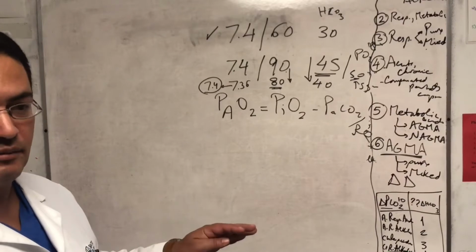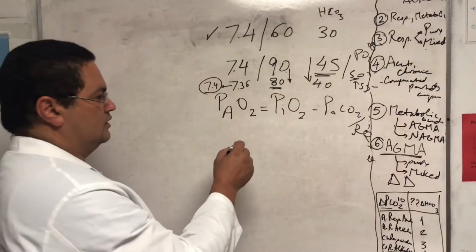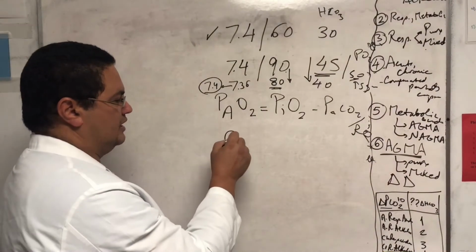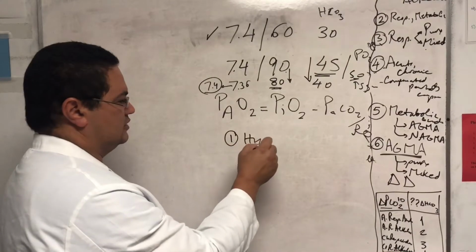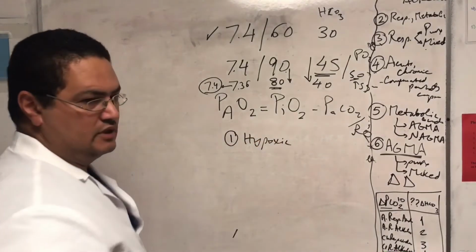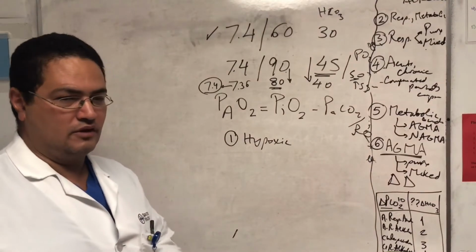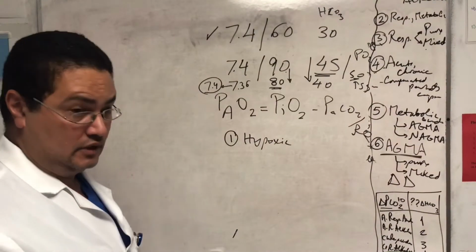Otherwise, you're killing the patient. So number 1, the patient has to be hypoxic. Otherwise, if he's not hypoxic, why do it? We said that. You're not giving it for the number, you're giving it because the patient is hypoxic and you want to treat this condition.